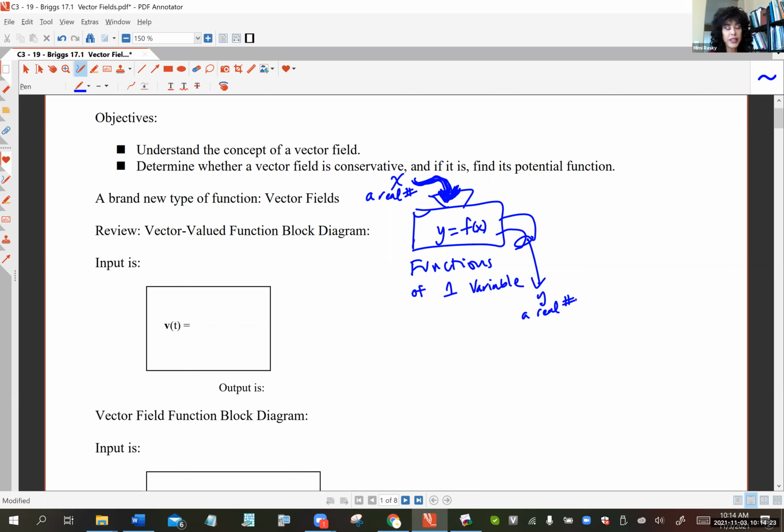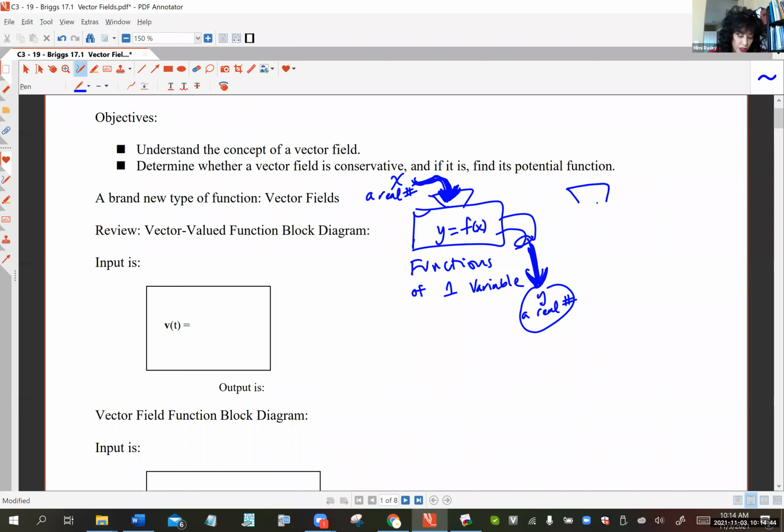Now, where do points come into play? Well, if you were going to graph this function of one variable, you would take the collection of corresponding x and y points to graph it. But you actually don't feed it a point, nor does it output a point. The output here is just a real number. Feed it a real number, it outputs a real number.